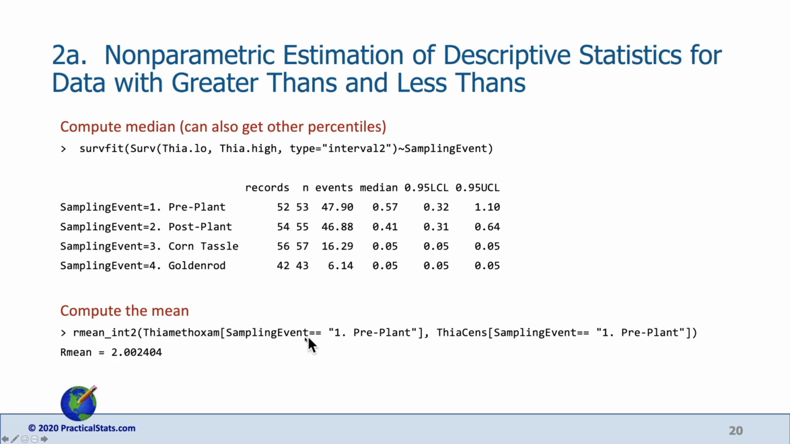So where the sampling event is equal to the first group, and its censoring indicator. This is with an indicator rather than two columns, low and high, so that's going to get changed as well. And it gives you back the estimate of the mean for the first group. That's summing up areas under Kaplan-Meier, so this has nothing to do with a normal distribution, but it still gives you an estimate of the mean. So this would be the mean thiamethoxam for the first group, the pre-plant group.